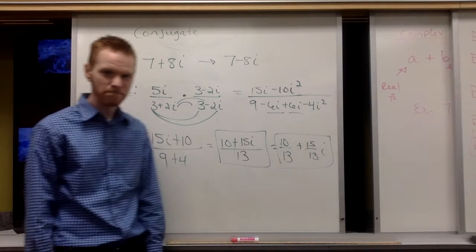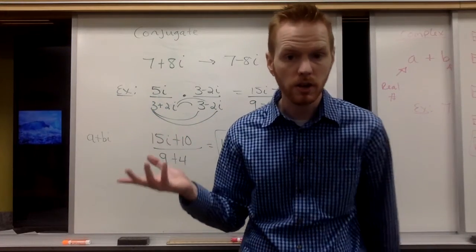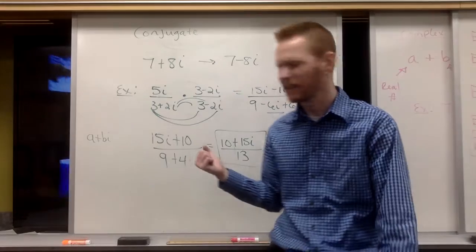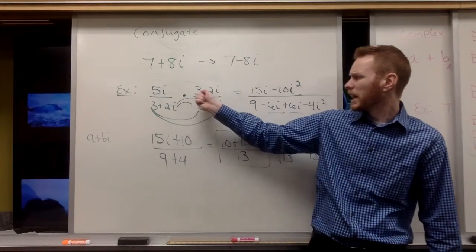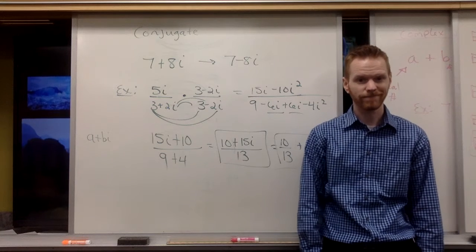Any questions on that? So when you see a problem like this, you're going to multiply what's called the conjugate, and we're 19 minutes in. Man, time flies. And you're going to go ahead and multiply both of these and get your result after you're done simplifying. Okay?